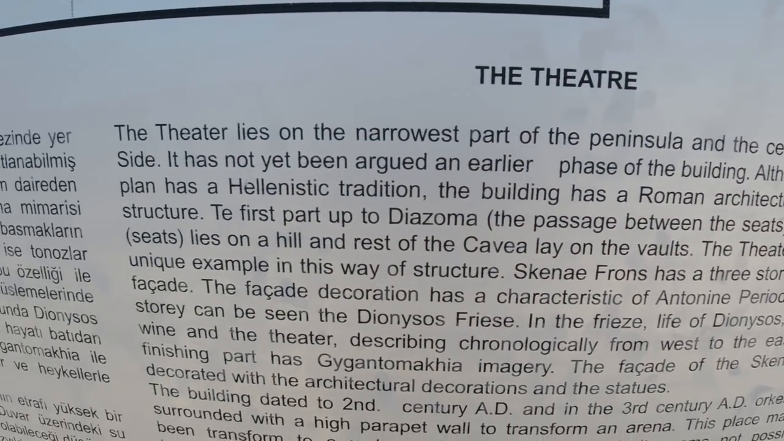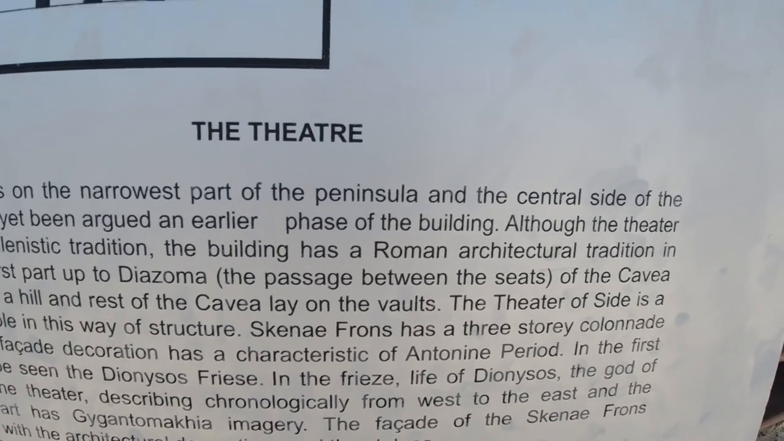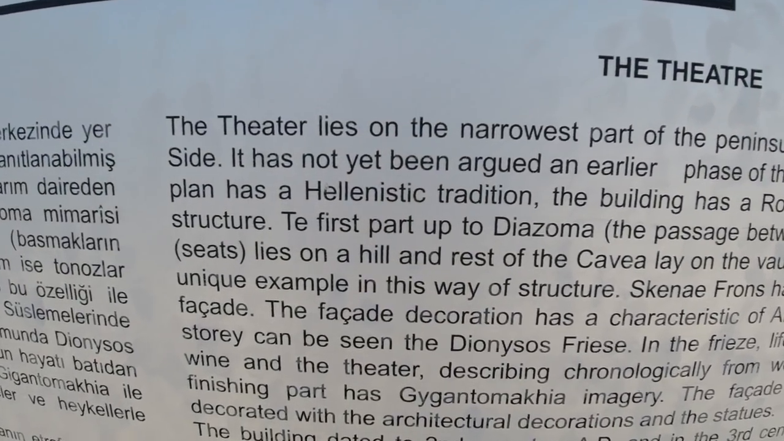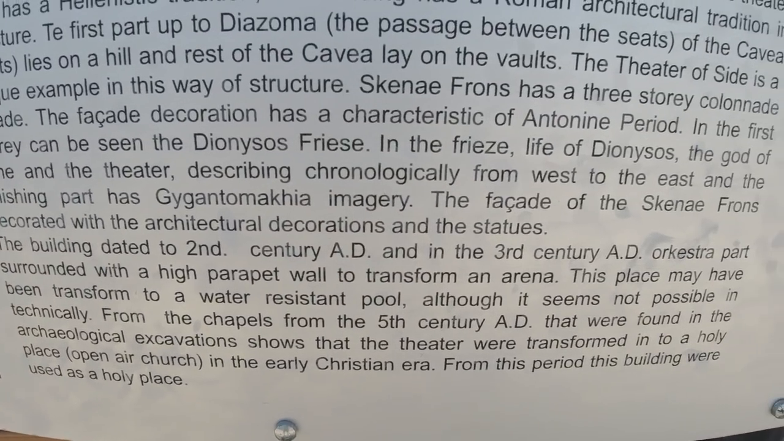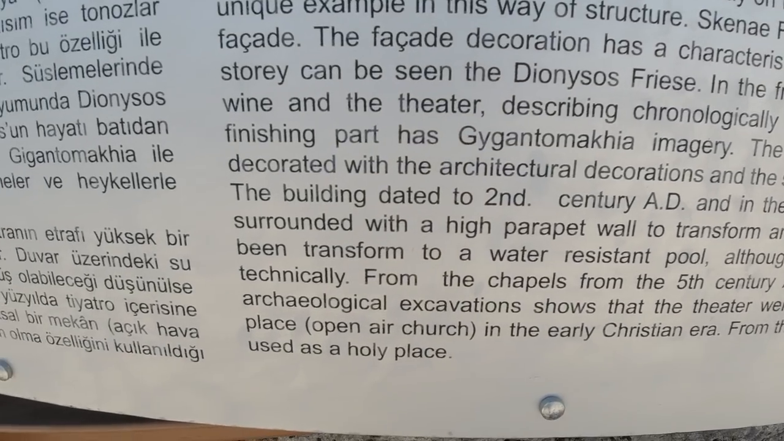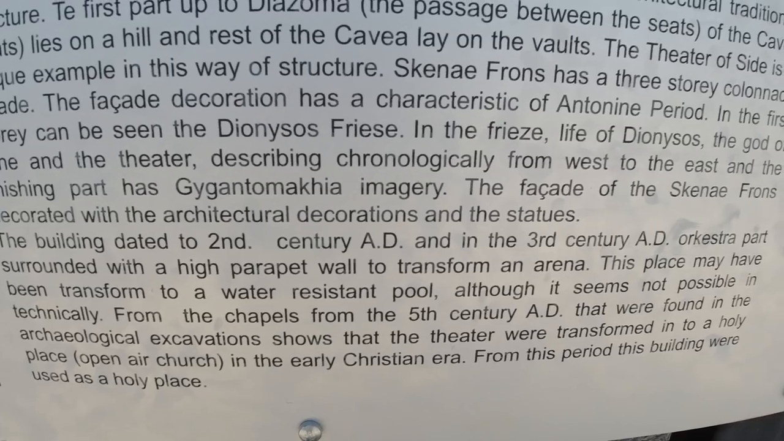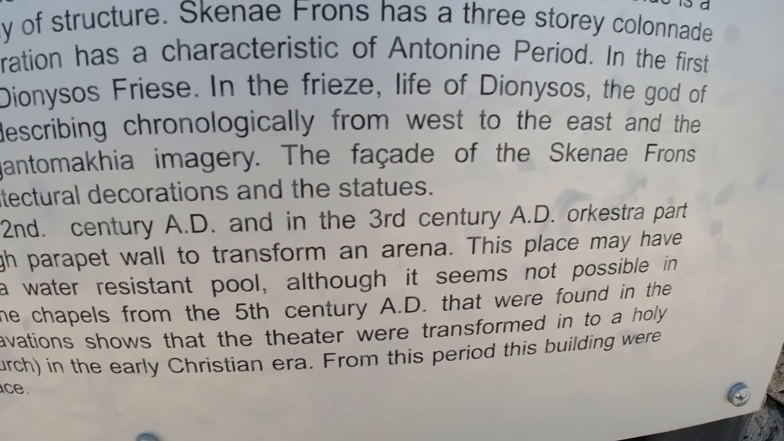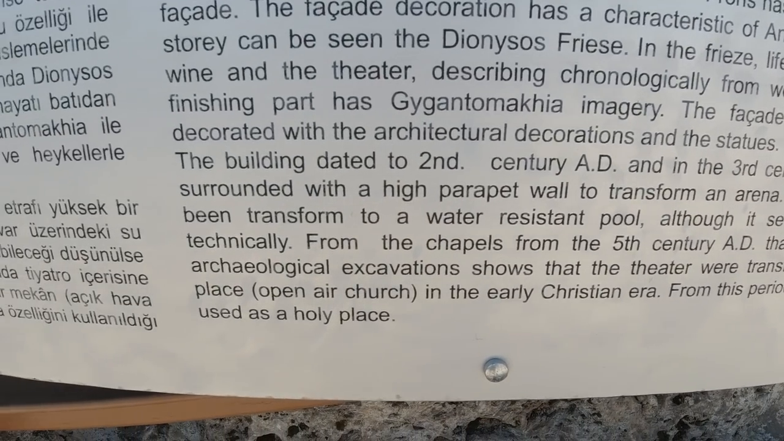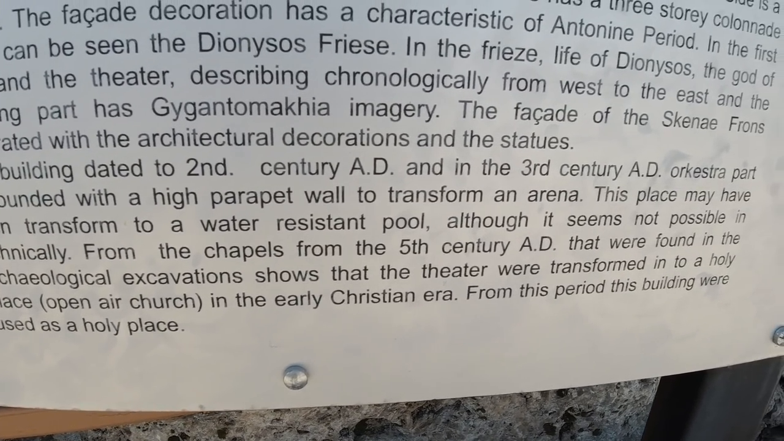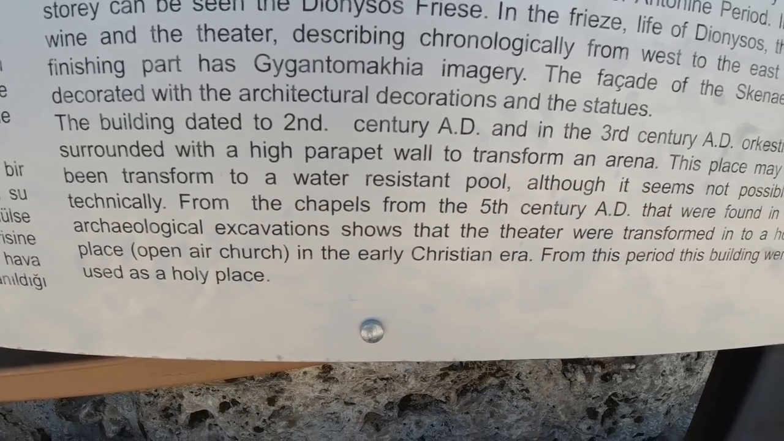Although the theater plan has a Hellenistic, or Greek, tradition, the building has a Roman architectural tradition in its structure. The building dates to the 2nd century AD, and in the 3rd century AD, the orchestra part, surrounded with a high parapet wall to transform it into an arena, was built, I guess. The chapels are from the 5th century AD and were found in the archaeological excavations, showing that the theater was transformed into a holy place, an open-air church in the early Christian era.